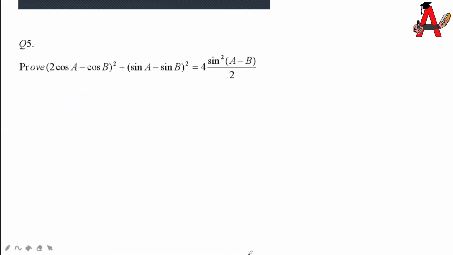Prove that, now this question is just a little correction here. It will be cos A minus cos B the whole square plus sin A minus sin B the whole square is equal to 4 sin square A minus B by 2. So this is A minus B by 2 the whole, like the theta value.